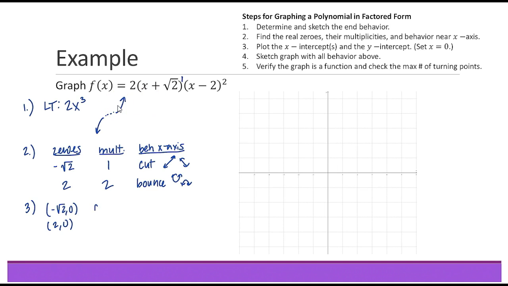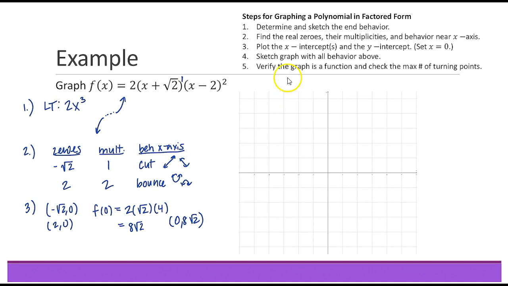So to find the y-intercept, f of 0, that's 2 times rad 2 times 4. If I plug in a 0 here, negative 2 squared is 4. So I have 8 radical 2. So my y-intercept is 0, 8 radical 2.